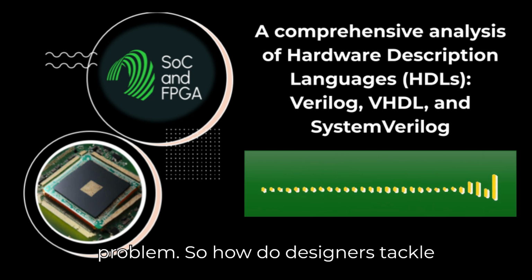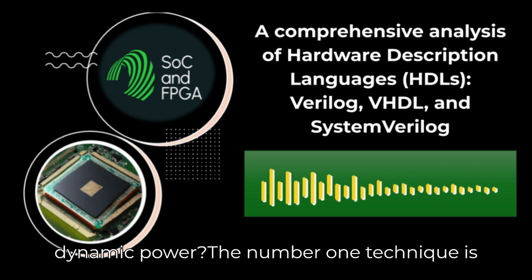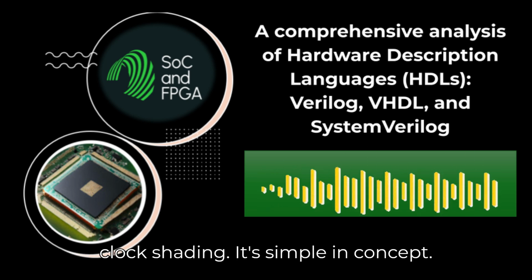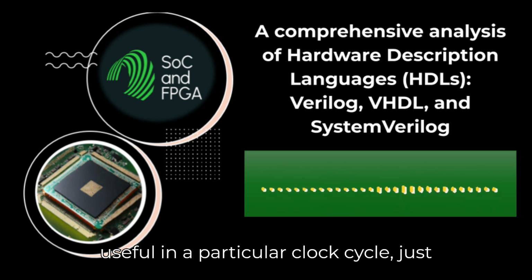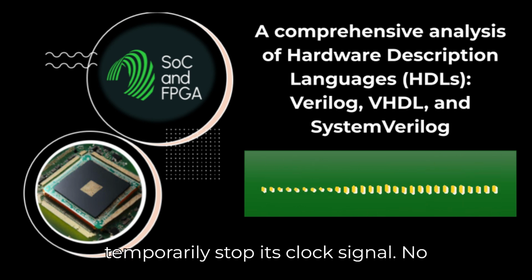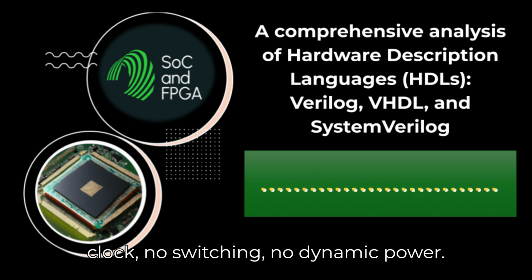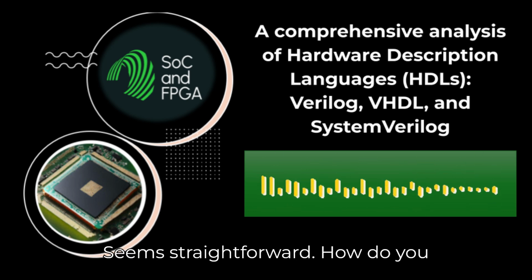So how do designers tackle dynamic power? The number one technique is clock gating. It's simple in concept. If a block of logic isn't doing anything useful in a particular clock cycle, just temporarily stop its clock signal. No clock, no switching, no dynamic power. Seems straightforward. How do you implement it?